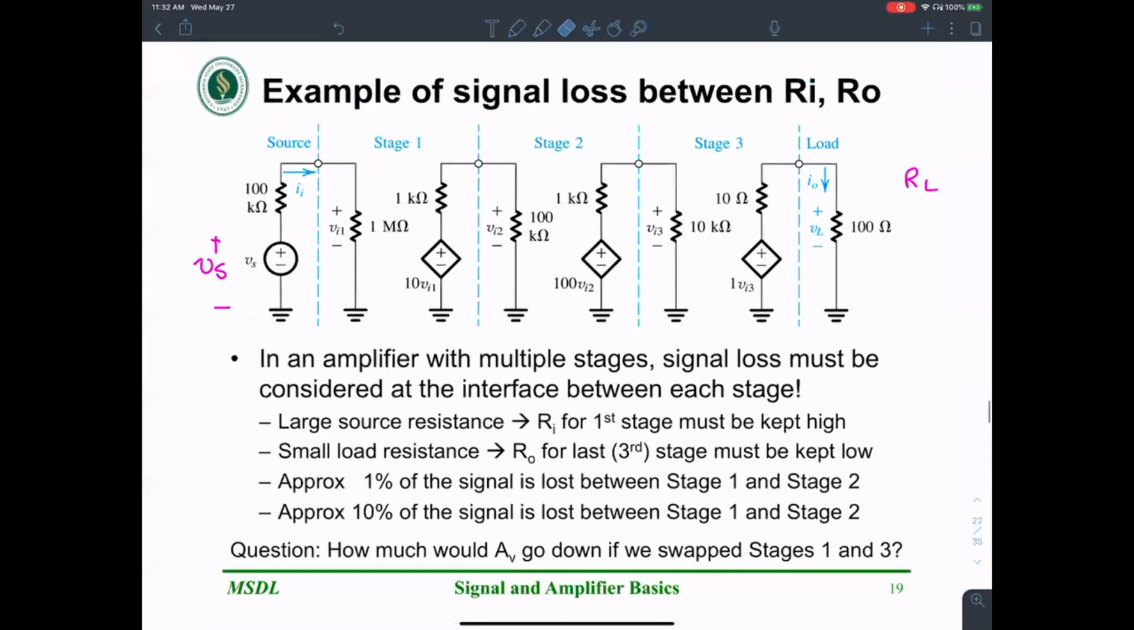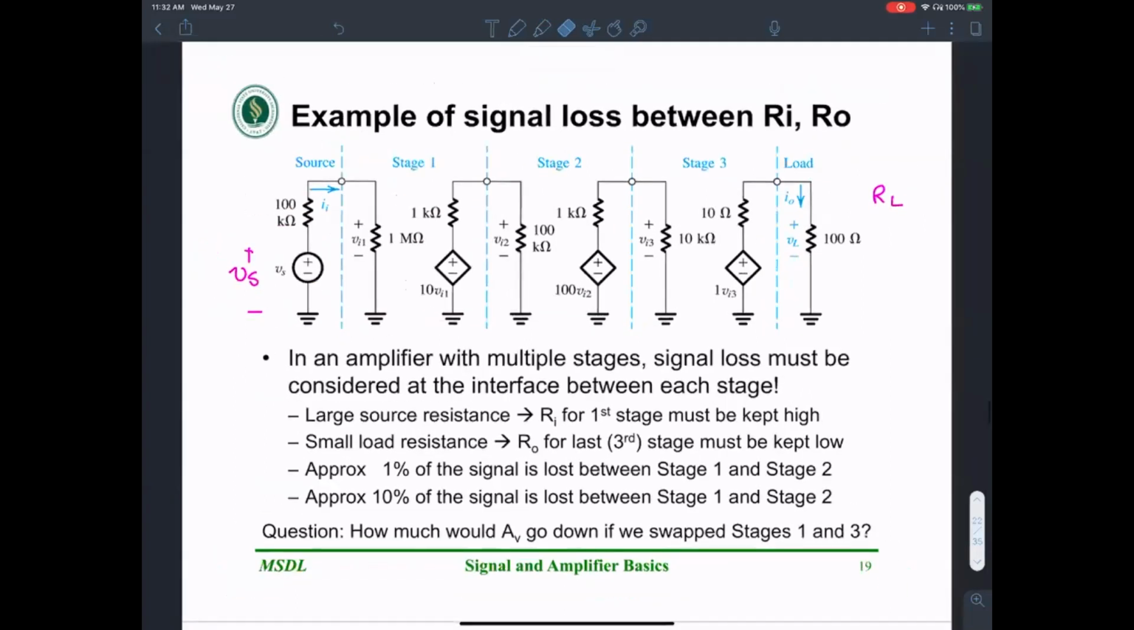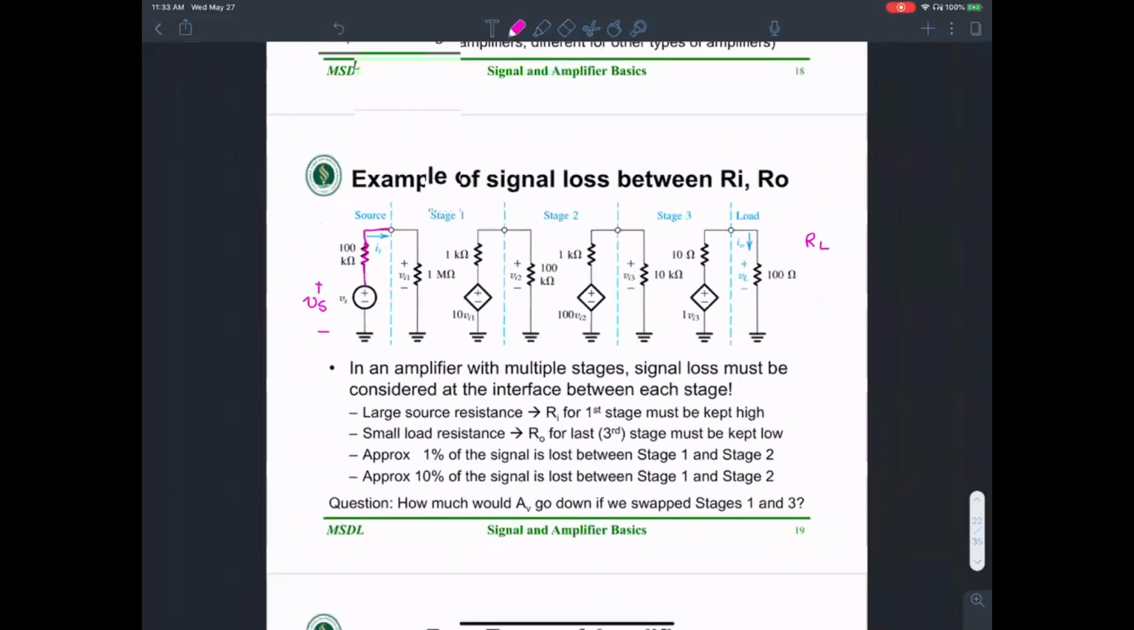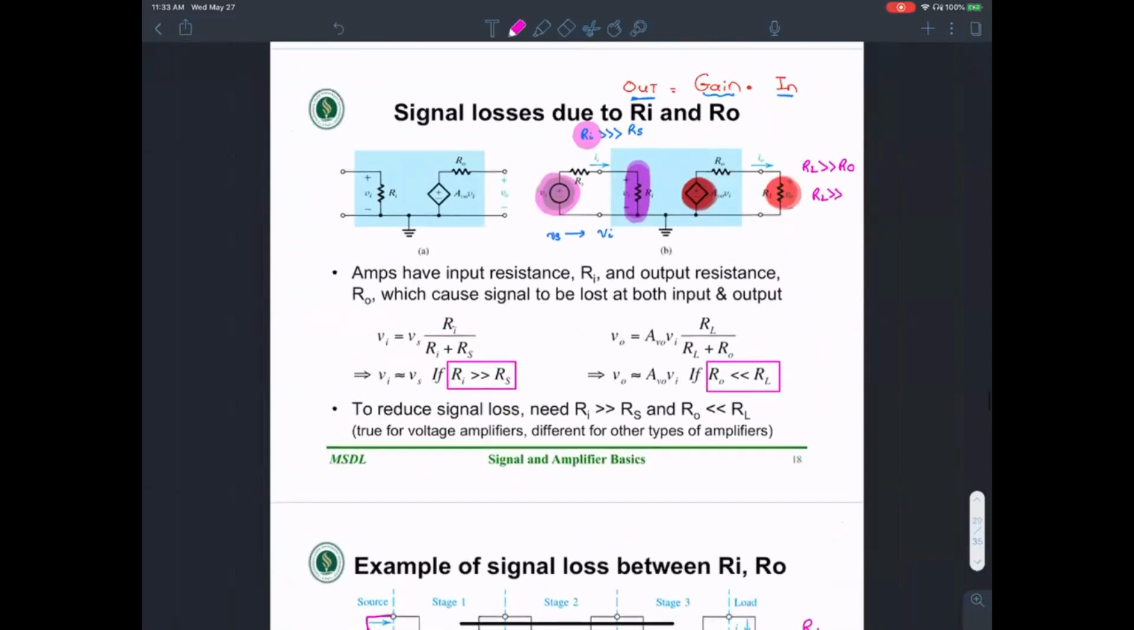So in an amplifier with multiple stages, signals must be considered at the interface between each stage. Let's take the source with its large source resistance. The Ri for the first stage must be kept high. Remember, the Ri for this one should be really, really large.